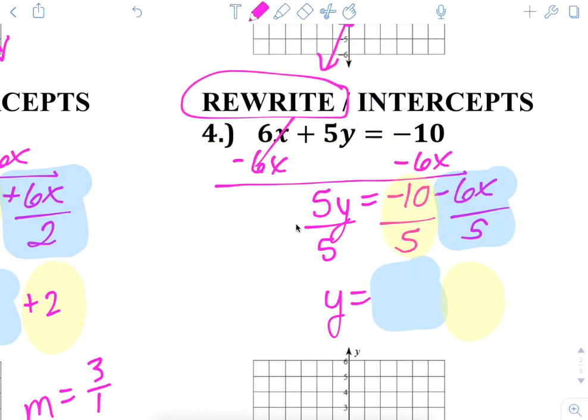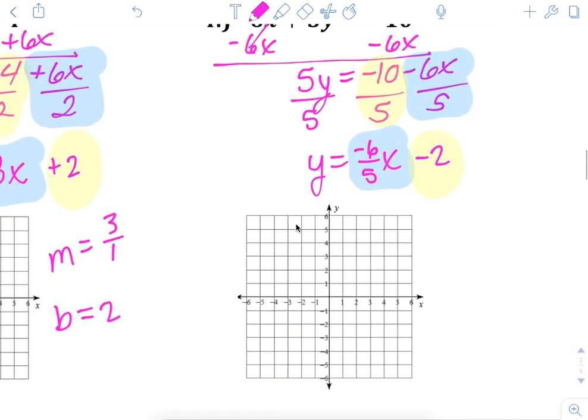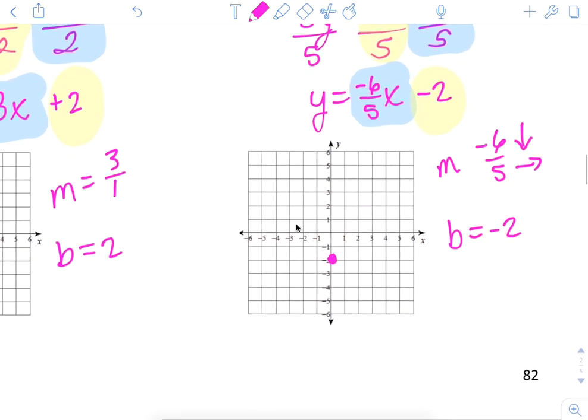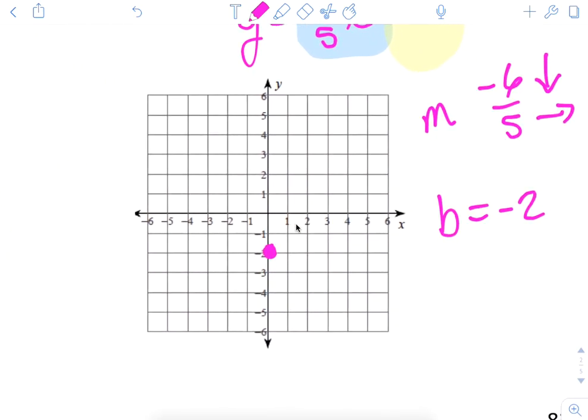So my mx, negative 6 doesn't divide by 5. We're going to leave it as a fraction. But negative 10 does divide by 5. That's a negative 2. So on this problem, we need to begin at negative 2 on the y-axis. And our slope is negative 6 over 5. Make sure you know that means down 6, right 5. Let's see, that one's kind of weird. How do we go down 6? 1, 2, 3, 4, 5, 6, I guess, and 5 to the right. That would be over here.